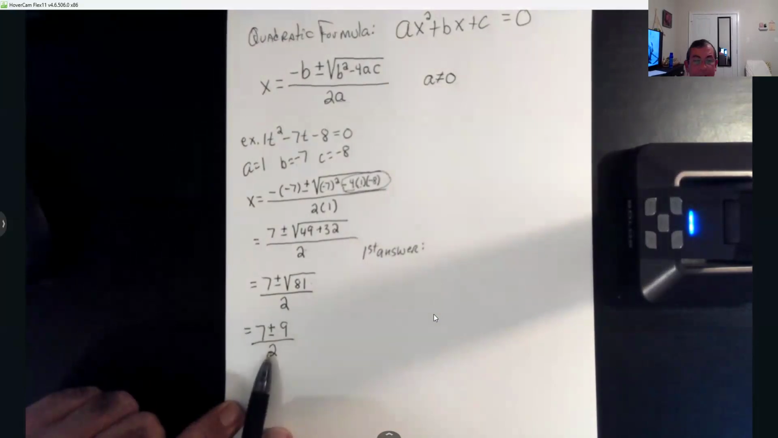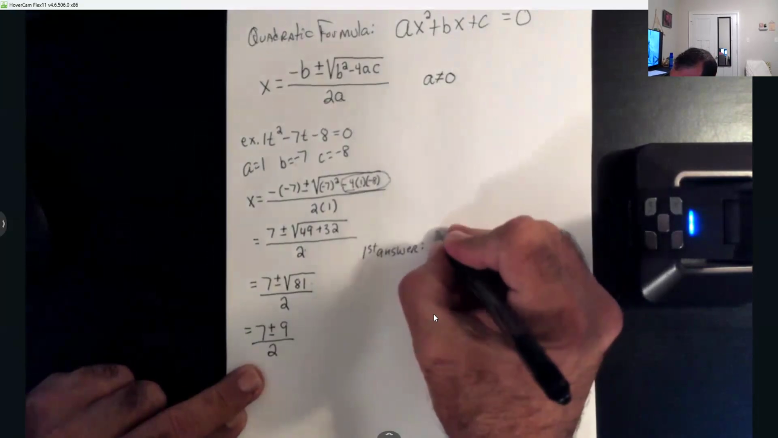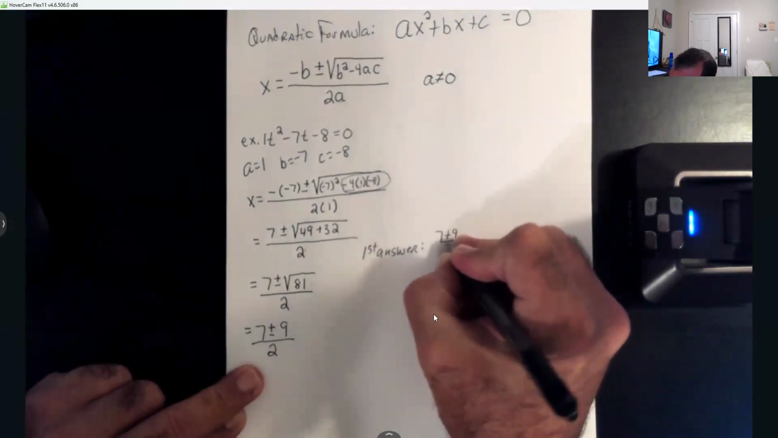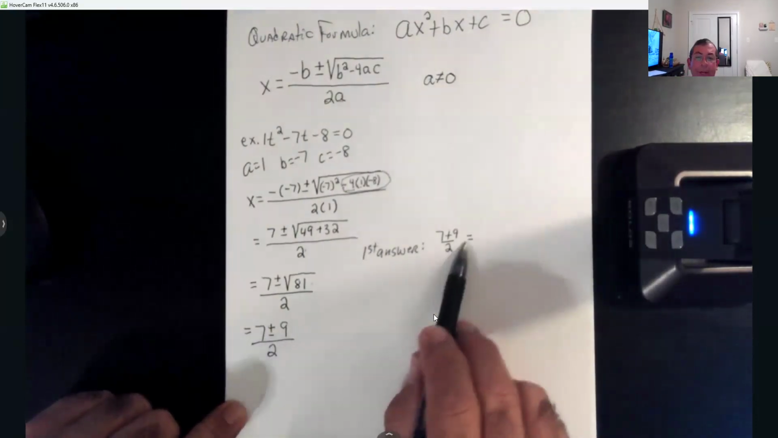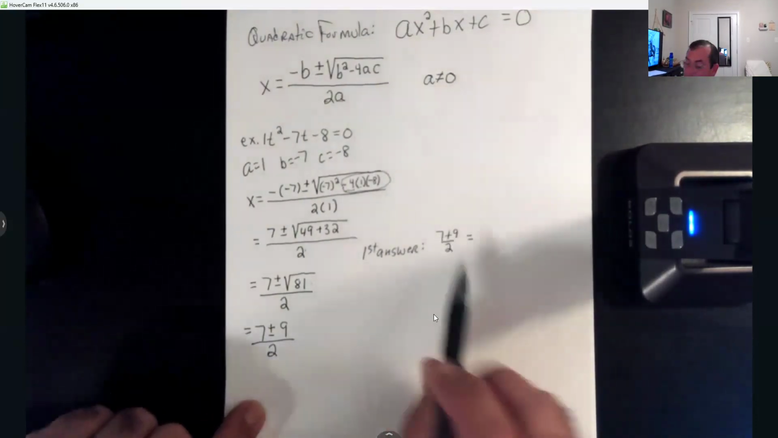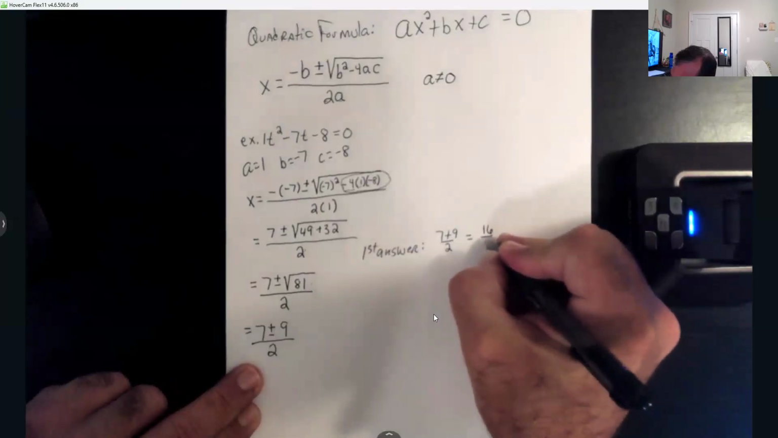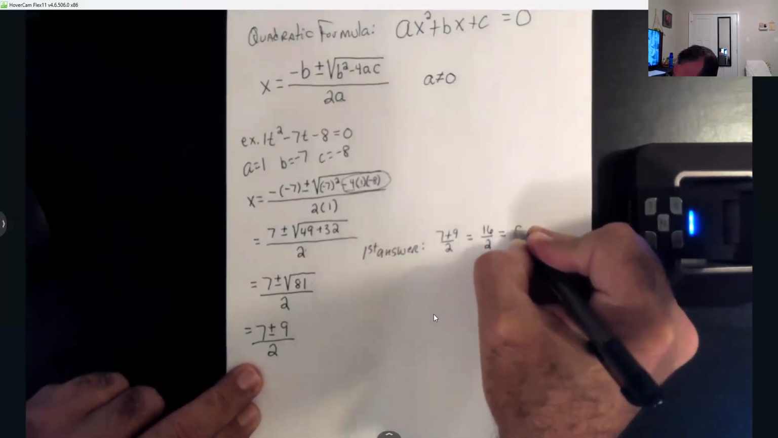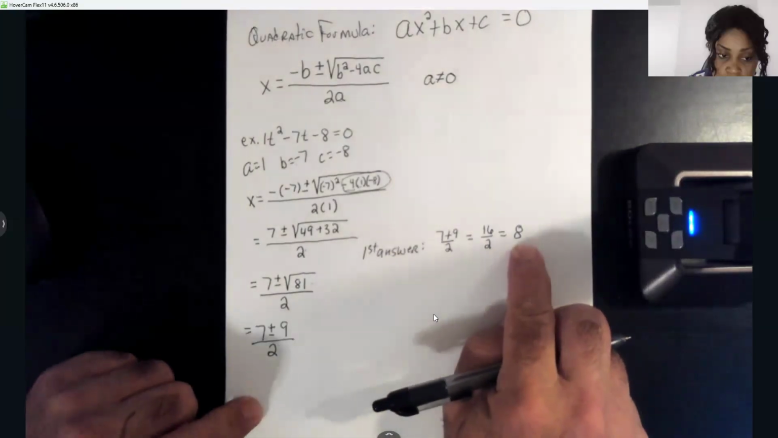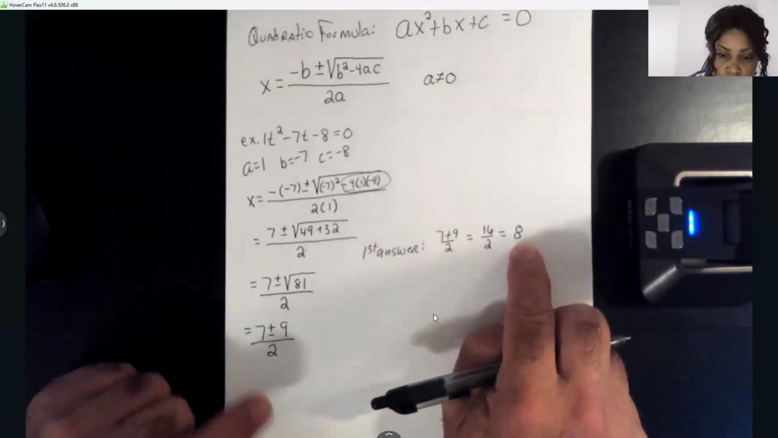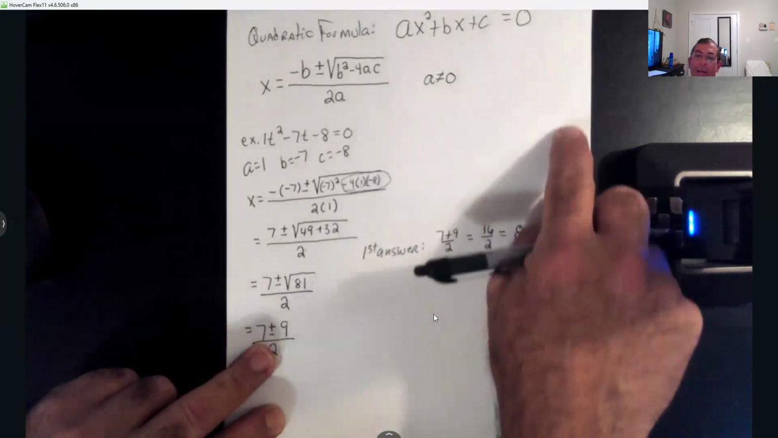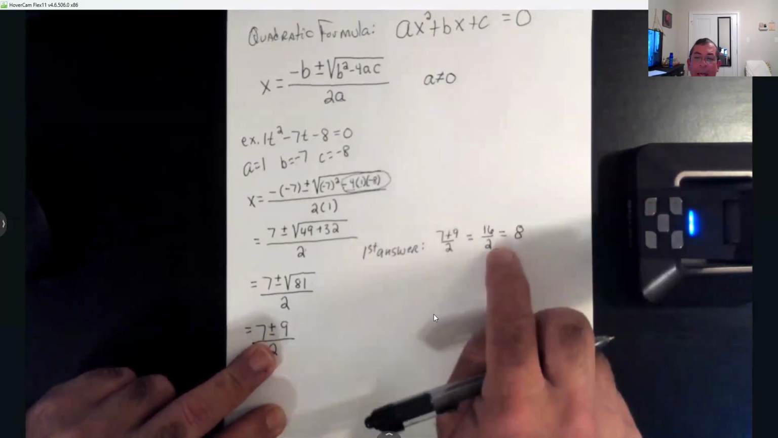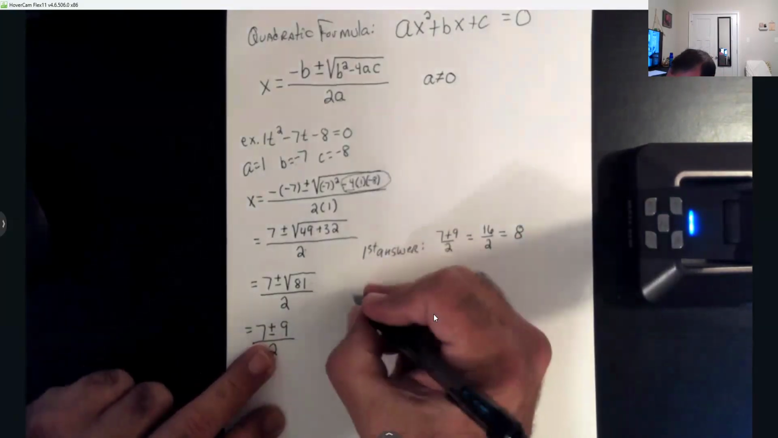Y'all, to get the first answer, you use the plus sign in here. So that's going to be 7 plus 9 divided by 2. Okay, so you add the first time to get the answer. So 7 plus 9 is 16 over 2, which gives us 8. Well, you remember a while ago, we got -1 and 8 as our answers. Well, there's the 8. And when we graphed it, we seen that it was crossing at 8 on the x-axis. So there's your first answer.